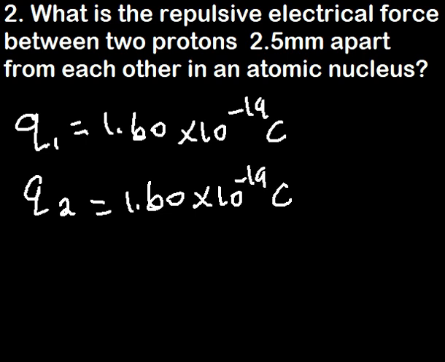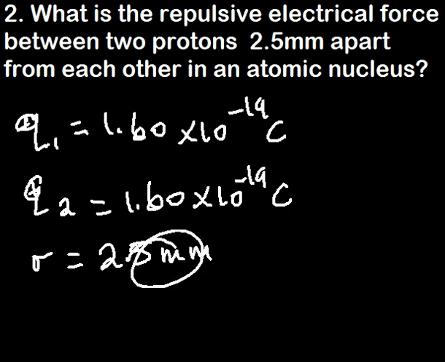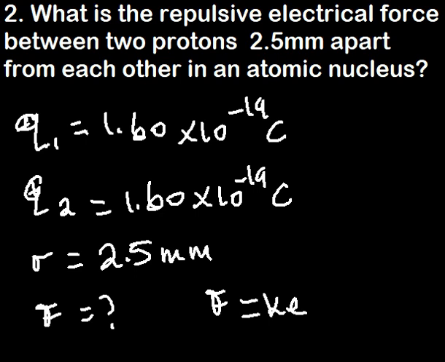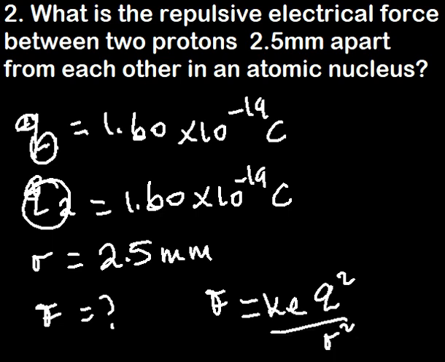Since these are protons and they are positive charges, we have the separation distance, which is given as 2.5 millimeters. Of course, it has to be in meters, so you convert that to the required unit. Now we need the force. The force will be given using Coulomb's law. Since the two charges are the same, it is the same as having Q squared divided by R squared. Then you have everything there.